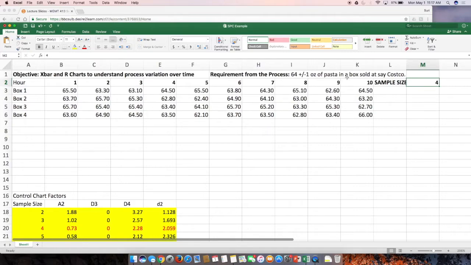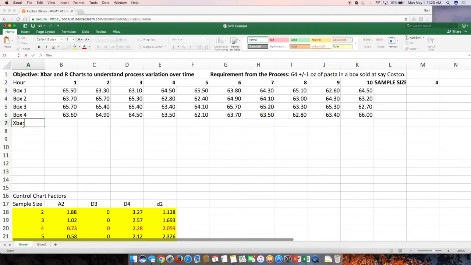Why? The sample size is the number of observations you collect in a relatively short period of time. Why do we think of it that way? Because we don't want the process to change a lot in that relatively short period of time. Now you have a much better chance that the process is the same as it was if you collect it in a short period of time. That's your sample size.